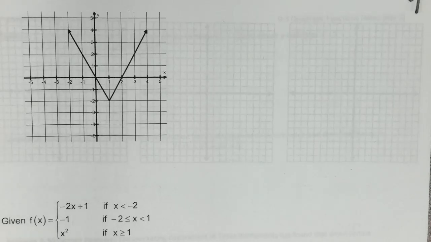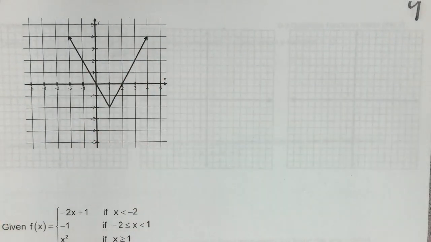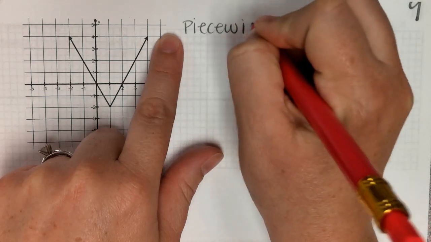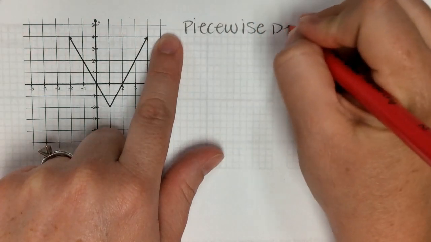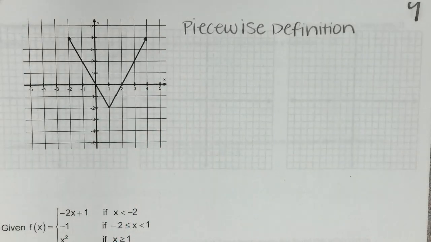Alright, this video is a continuation of our piecewise notes from our previous class. I'm on page 9 of the packet. So right here you're given a graph of a function. I actually want you to write two different equations. I want you to write a piecewise definition for this function, a piecewise definition using at least two pieces.